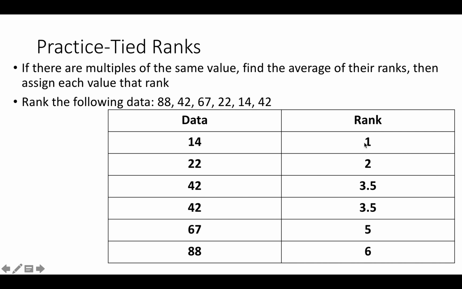So 14 will still receive a rank of 1. 22 will still receive a rank of 2. But notice that for rank 3, we have 2 42s. So technically this would be rank 3 and this would be rank 4. But since they're the same number, it's not fair to make one of the 42s a rank of 4 and the other 42 a rank of 3. So instead, we take the average of those 2 ranks. So this would have been 3, this would have been 4, but we take the average and find out that it's 3.5. So both 42s would get a rank of 3.5. 67 would get a rank of 5, 88 would get a rank of 6.